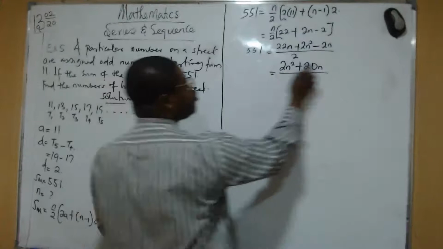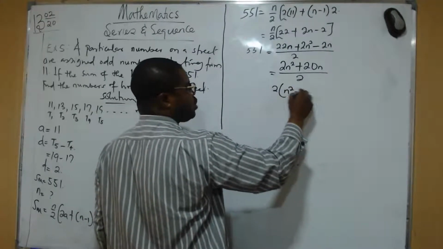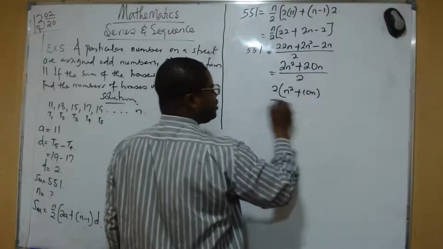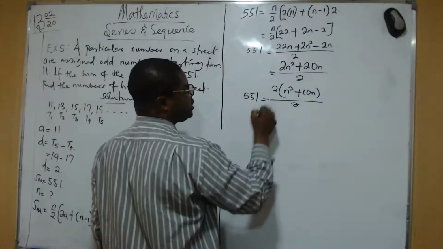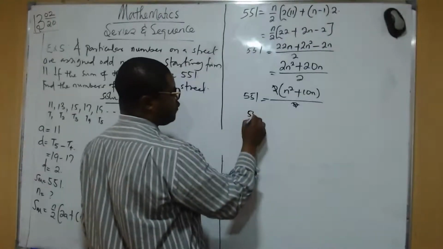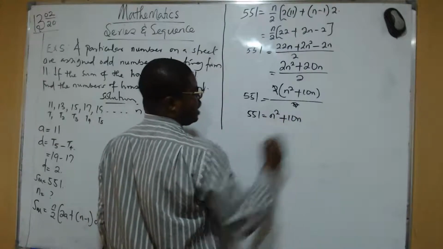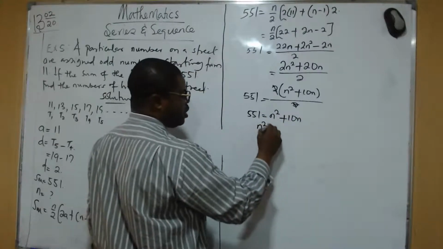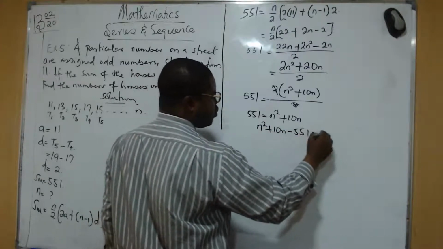Now look at this. 2 is common here. So I'm going to have 2 into bracket n squared plus 10n, divided by 2, equals 551. This 2 takes care of this 2. So we have 551 equals n squared plus 10n. So you have n squared plus 10n minus 551 equals 0.